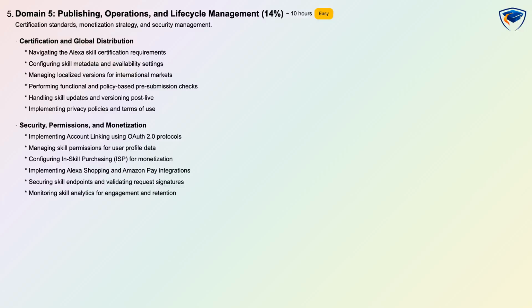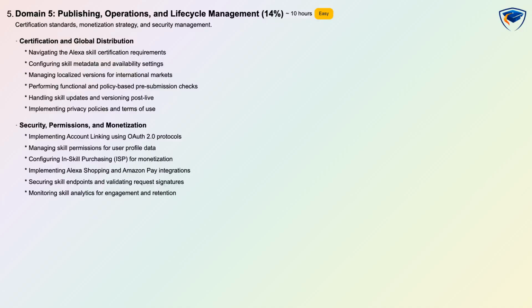Domain 5, Publishing, Operations and Life Cycle Management is 14%, rated easy with about 10 hours of study and conceptual plus scenario-based assessment focused on certification standards, monetization and security. You will navigate Alexa skill certification requirements, configure skill metadata and availability, manage localized versions, and perform functional and policy-based pre-submission checks while handling updates, versioning and privacy policies.